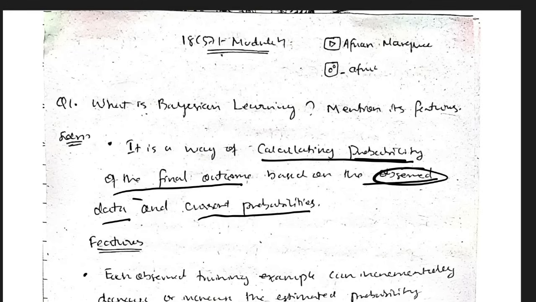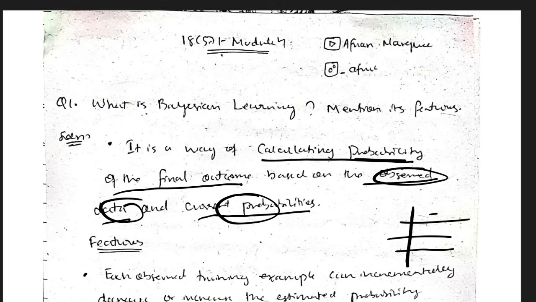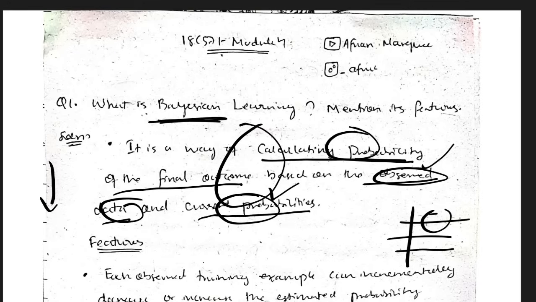Observe carefully. Observed data is what we know about some data features, and current probabilities means the probability of that occurring in the current situation. Those two things we have. By using these two things, we will be calculating the final probabilities. That is what is called Bayesian learning. When we see the formula and discuss the algorithms and the numericals, then you will get to know what it actually means. For now, just keep this in mind.